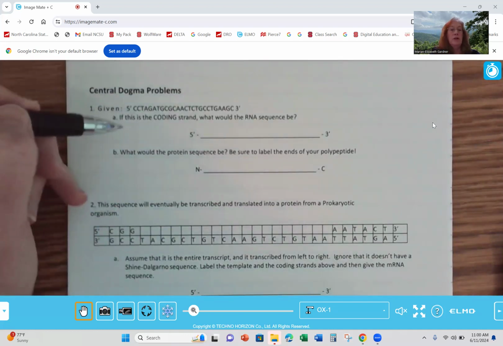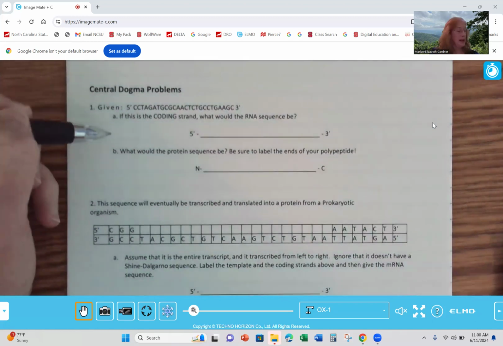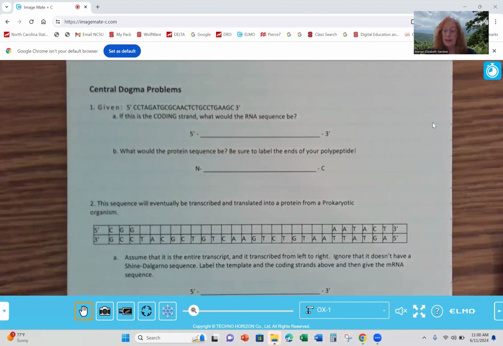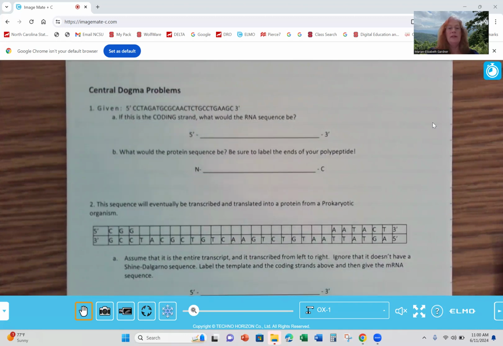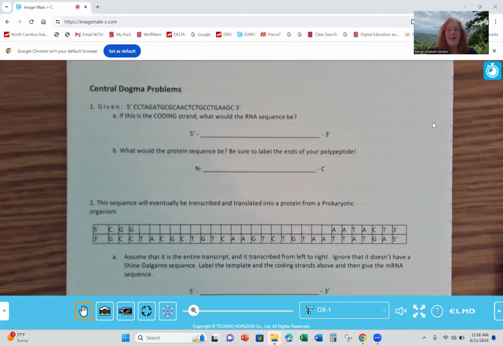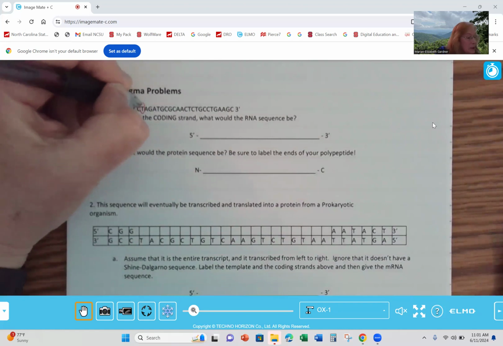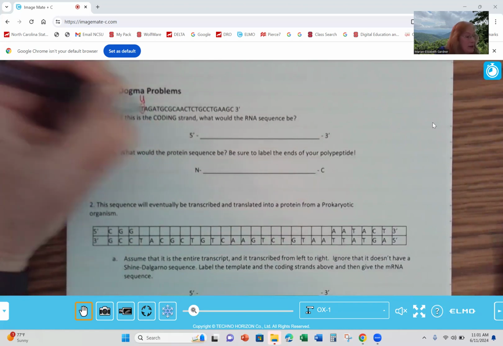We've got a messenger, we have a DNA strand because it has T, not uracil, so we know this is a DNA strand. It says if this is the coding strand, what would the sequence of the messenger RNA be? Now, remember the template strand is the one that's anti-parallel and complementary to the messenger RNA. That means the coding strand looks exactly like the messenger RNA, except where there's a T, there's a U.